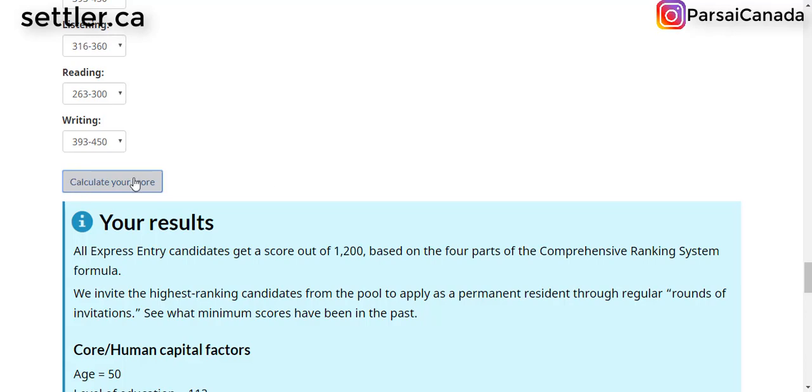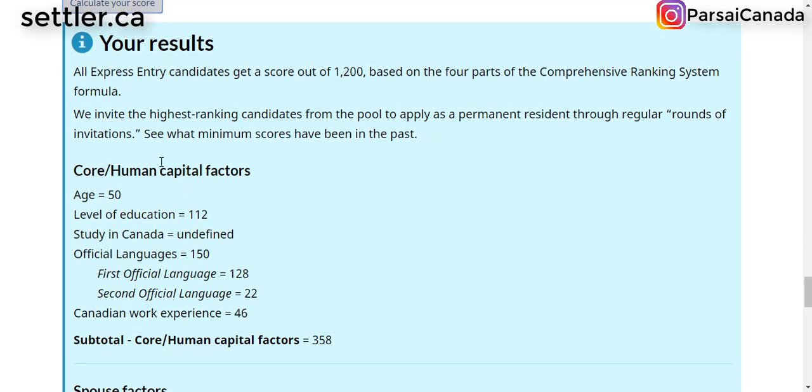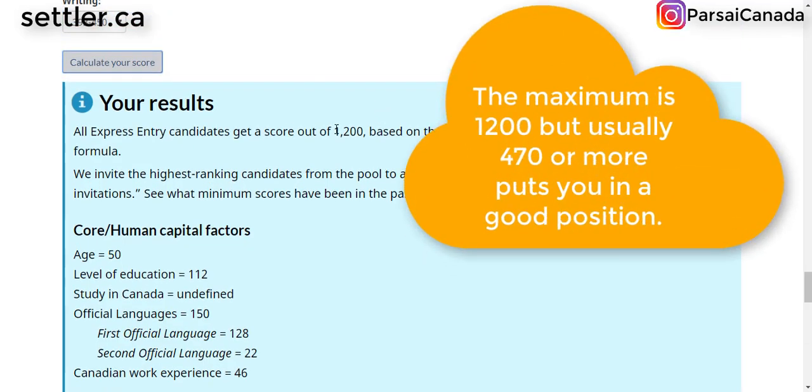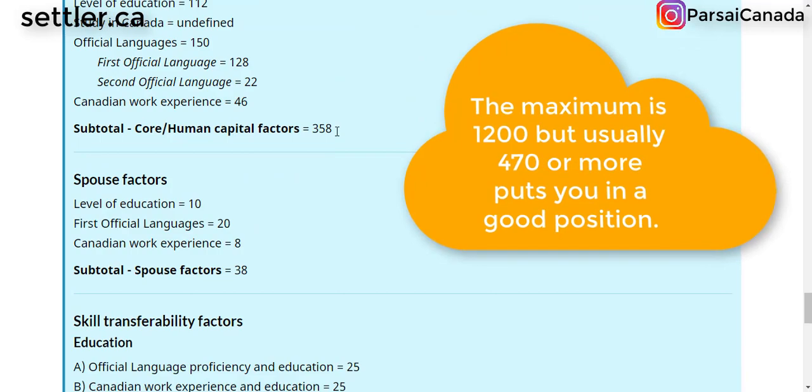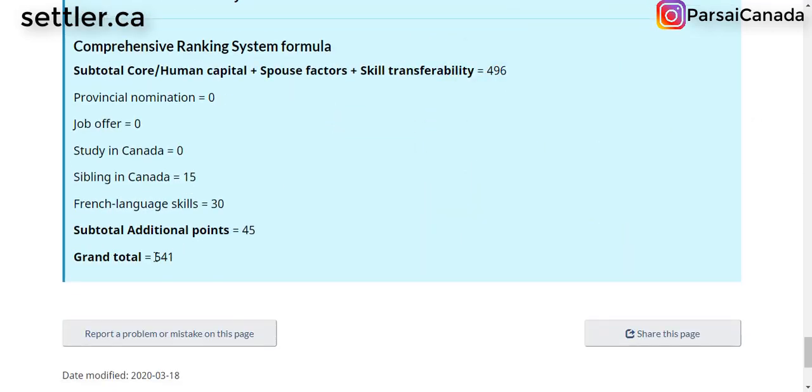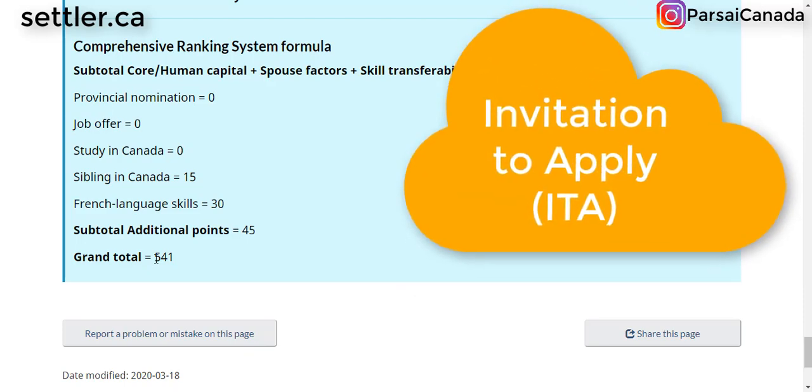As soon as I click calculate your score, if I scroll down, first it shows me the breakdown of the score. By the way, the maximum score that I could get is 1200. And right now, my score is actually awesome. It's 541 points, which, based on today's score system, where the lowest score they pick is usually around 470, is an amazing score. That means if I enter the Express Entry pool, it's very likely that I will be invited in the first round of invitations.